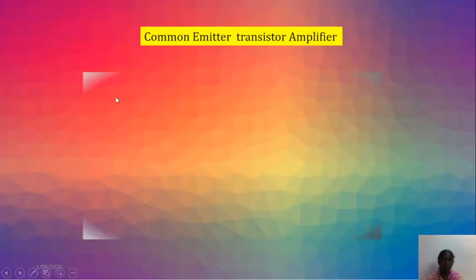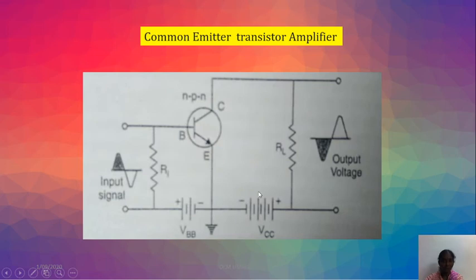Next one, we'll see the common emitter transistor amplifier circuit in detail. So again, this is an NPN transistor with collector, base, and emitter, where the emitter arrow should point outward, and this is a resistance R1, and this is the input signal. VBB is the input voltage between base and the emitter, and VCC is the voltage between emitter and the collector. RL is a load resistance. We have to take output across this load resistance.